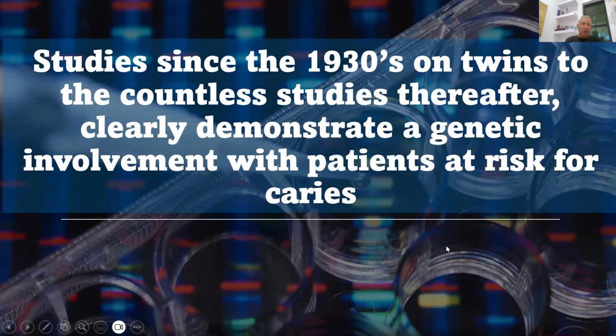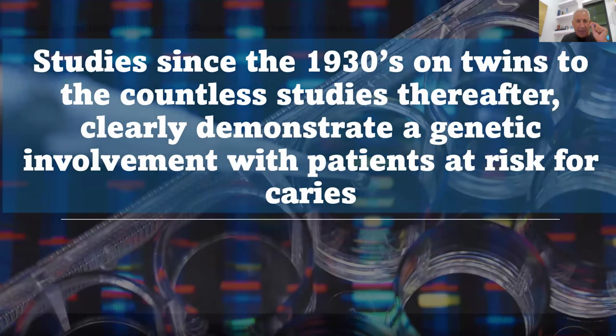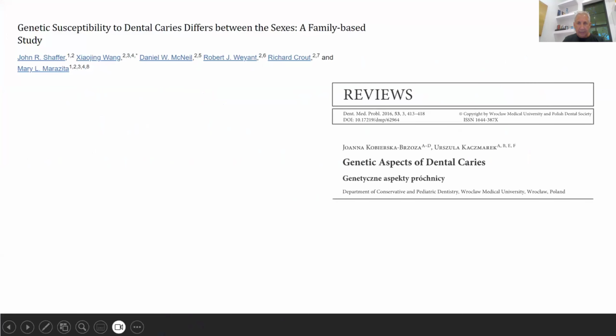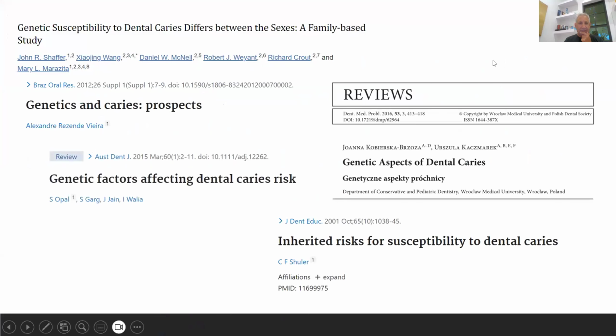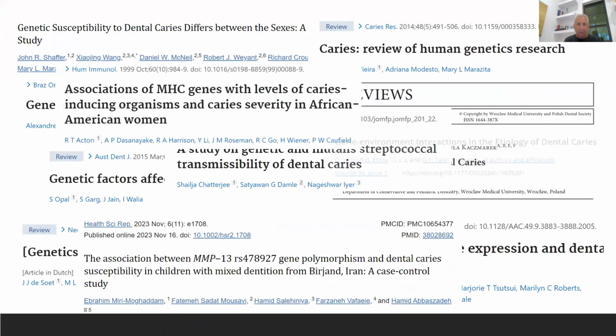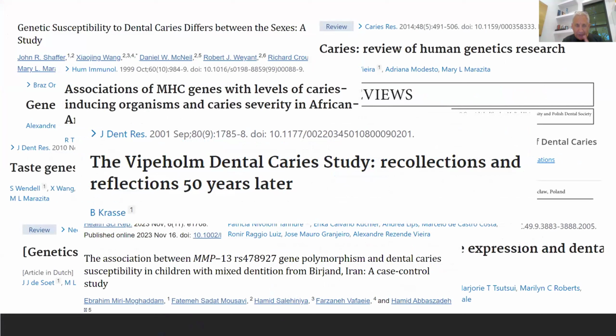So now I want to go back to the 1930s. Since the 1930s, with original studies on twins and caries, there have been countless studies thereafter demonstrating a genetic involvement with patients at risk for caries. So we're going to go back 100 years. And I'm showing you all of these studies, and this is just a sample, over 100 years of genetic research in caries. Who would have known? I didn't know this in dental school.